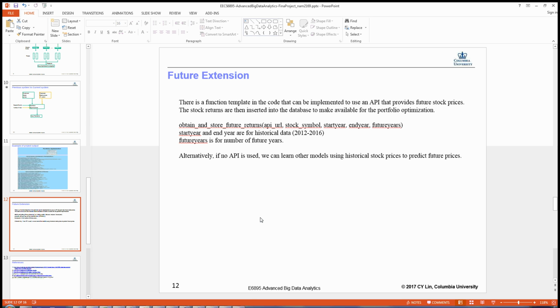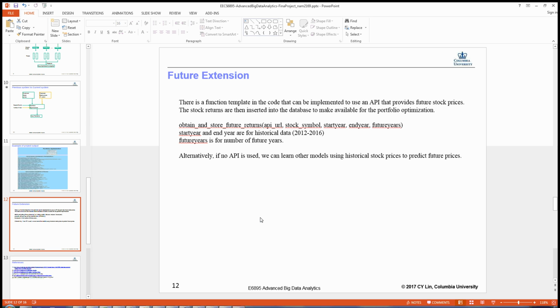Here I'm talking about some of the future extensions that can be made. There is a function template in the code that can be implemented to use an API that provides future stock prices. The stock returns are then inserted into the database to make them available for the portfolio optimization. The name of this function is obtain and store future returns. It can take an API URL, a stock symbol, start year, end year, and the number of future years as its input, and then can store that data.